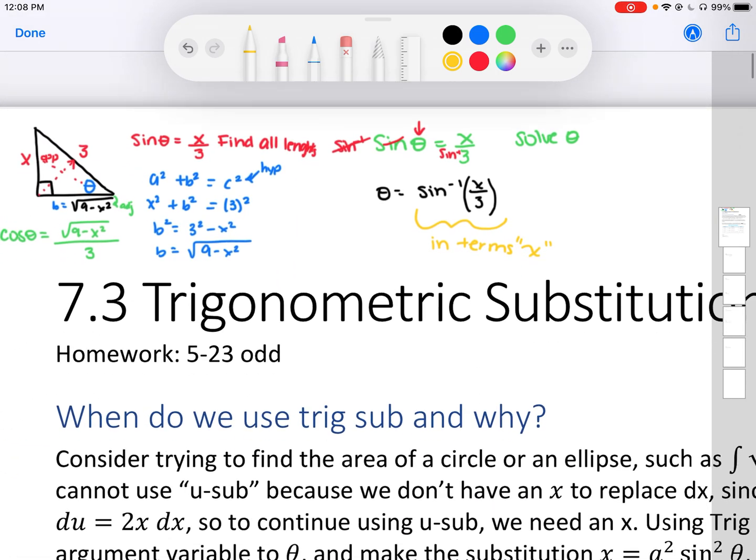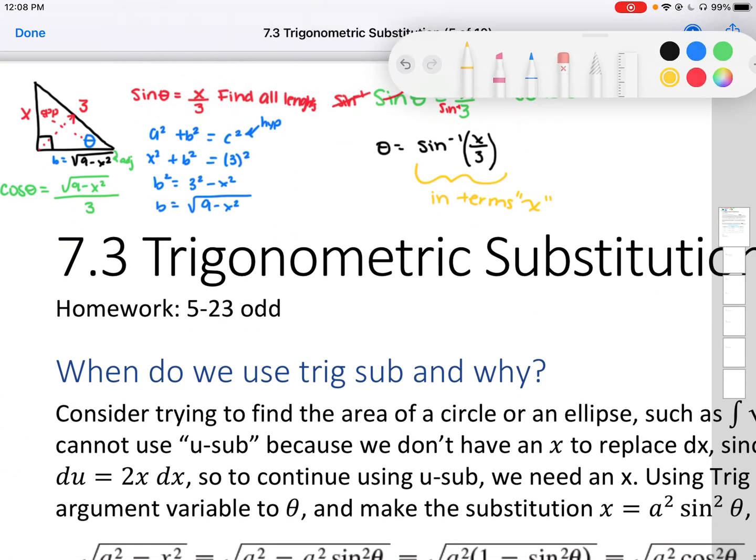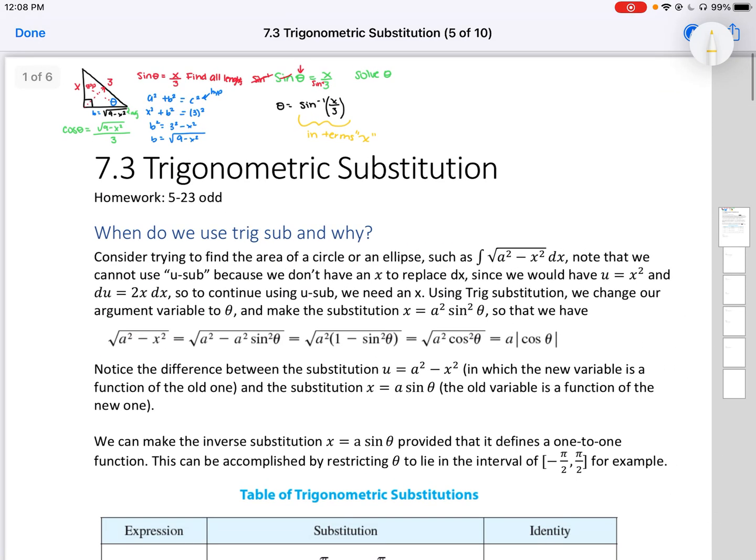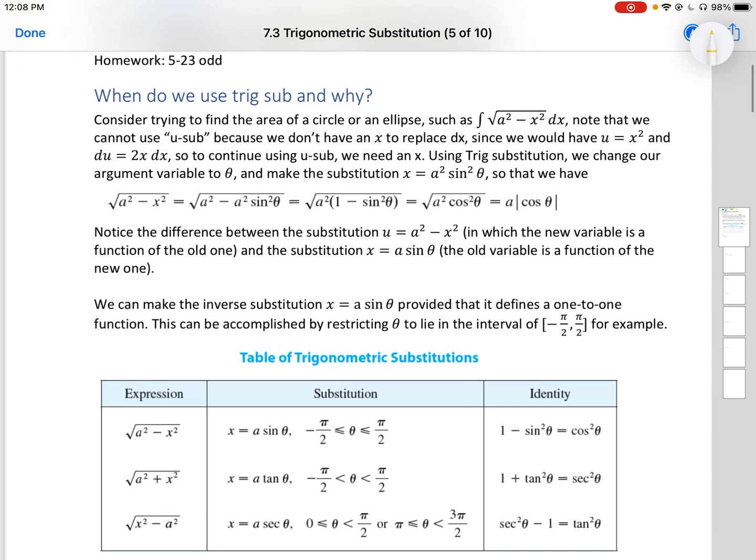All right, so this is a quick refresher on some trigonometry because we're going to need to be familiar with this. So we need to be familiar with finding the sides of a triangle and solving for theta. Okay, let's continue with trig substitution.